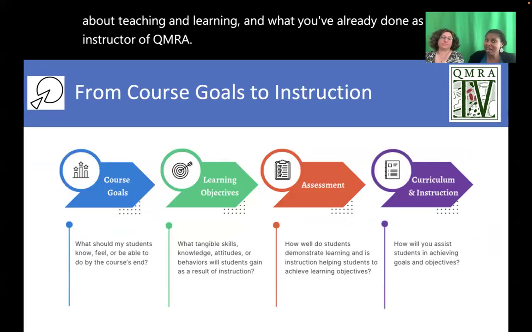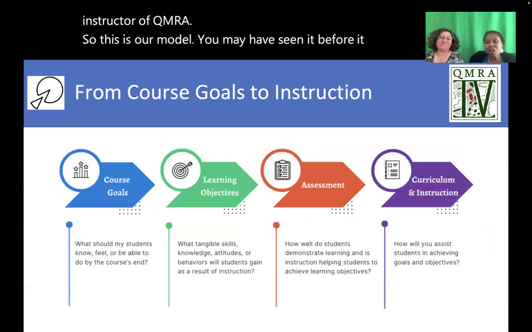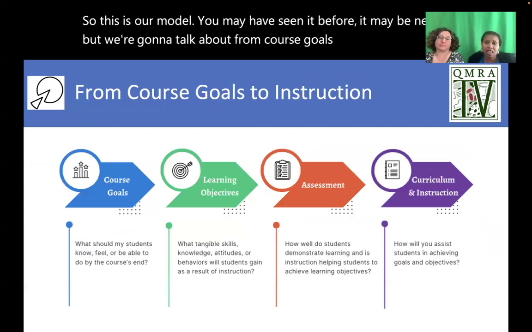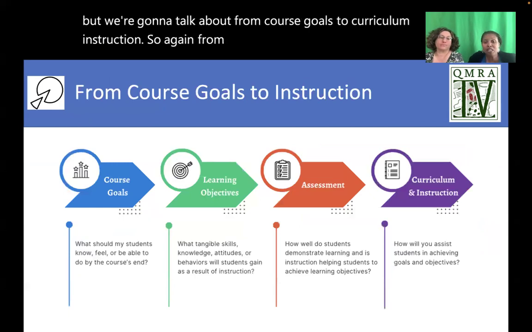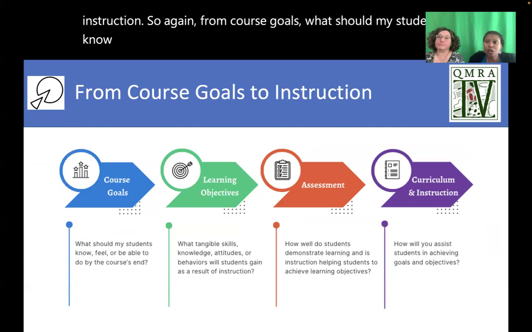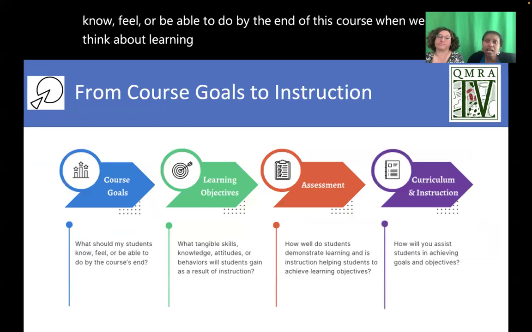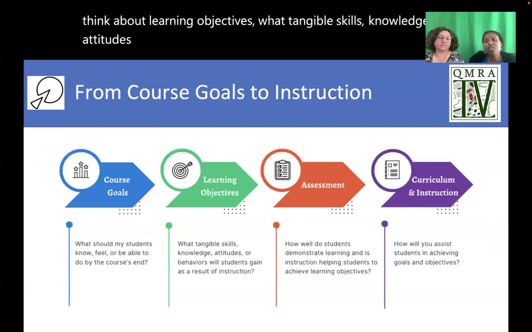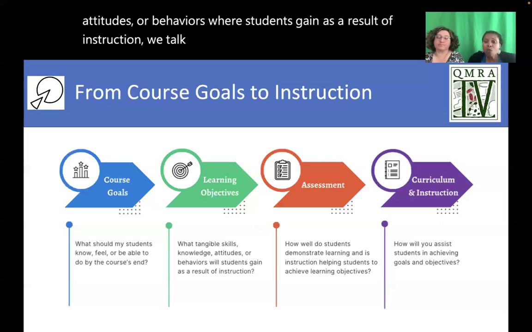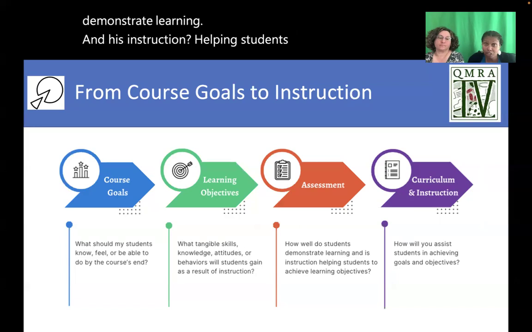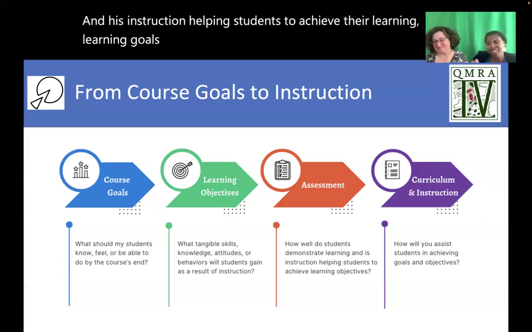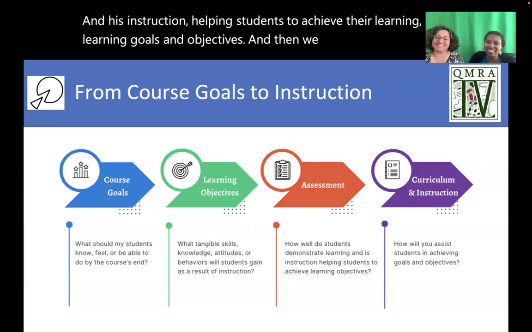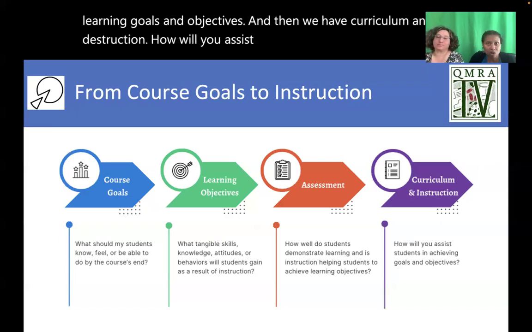So this is our model. You may have seen it before, it may be new, but we're going to talk about from course goals to curriculum instruction. Again, from course goals: what should my student know, feel, or be able to do by the end of this course? When we think about learning objectives: what tangible skills, knowledge, attitudes, or behaviors will students gain as a result of instruction? We talk about assessment. How well do students demonstrate learning, and is instruction helping students to achieve their learning goals and objectives? And then we have curriculum and instruction. How will you assist students in achieving goals and objectives?